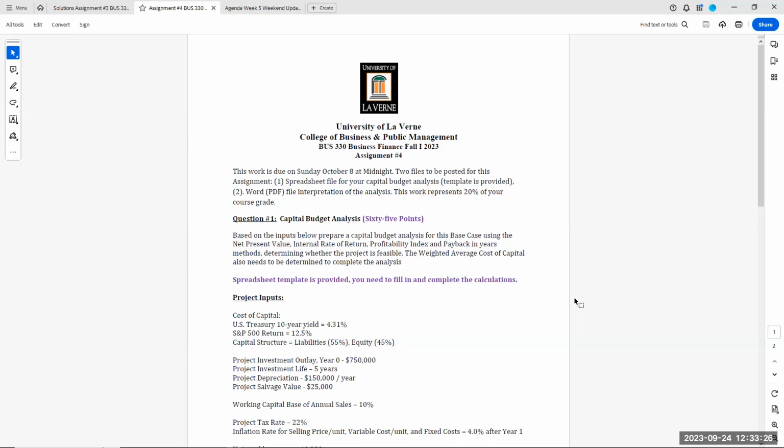Based on the inputs below, prepare a capital budget analysis for this base case using net present value, internal rate of return, profitability index, and payback in years methods, determining whether the project is feasible. The weighted average cost of capital also needs to be determined to complete this analysis. And I've provided you a spreadsheet to do that. Let's take a look at what that spreadsheet looks like.